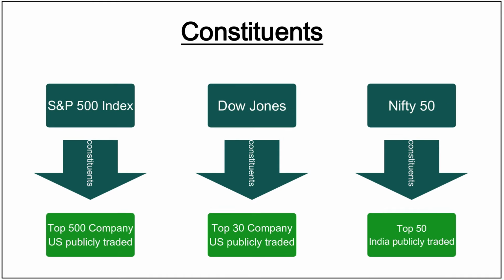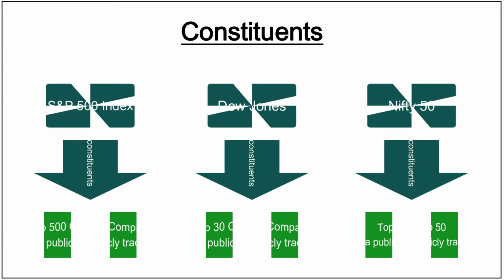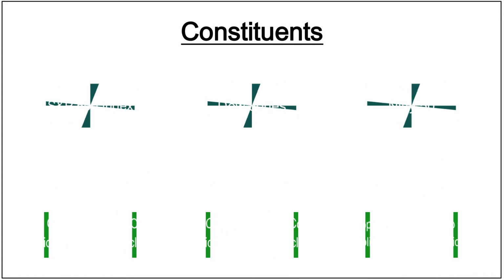Second one is, what are constituents? Each index is made of constituent stocks. For the S&P 500, these 500 companies each have a weight in the index, usually based on their market capitalization. So big companies like Apple, Microsoft, and Amazon have a higher weight and influence the index value more than smaller companies in the list.